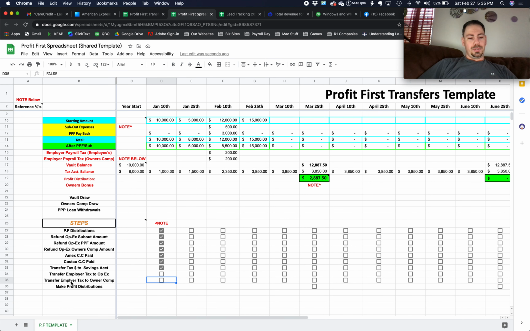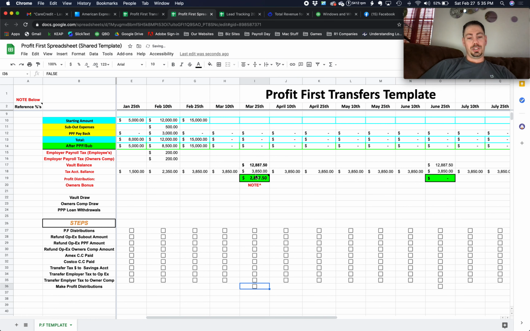Same thing here. Transfer employer tax to owner's comp account. That's just referring to this amount back up here again. And then finally, make your profit distributions. That's only going to show up quarterly, but it gives you something to look forward to. We like getting to this checkbox. That's a good checkbox. So it's just reminding you, take whatever amount you have here, pay yourself that amount, and then pay your vault that amount.